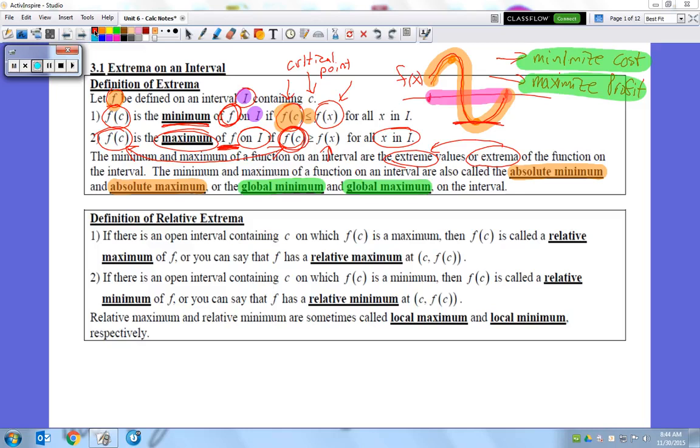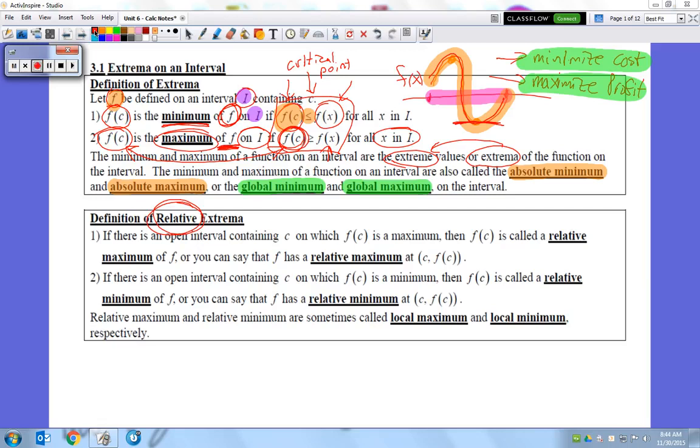So, the definition of relative extrema. Relative extrema is a little bit different, because over here it said that there were y values, and it'll be the biggest y value or the smallest y value depending on what you're looking at.